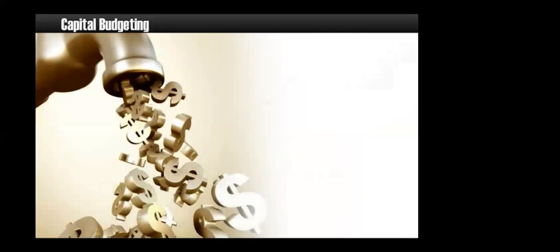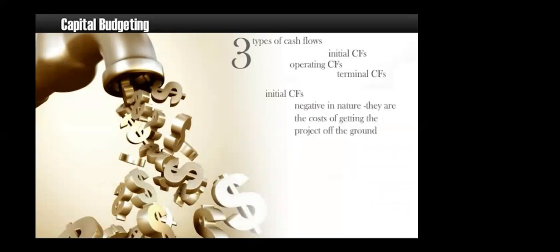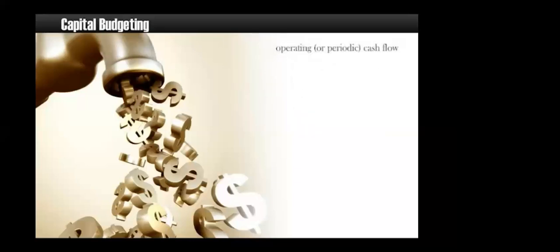Briefly then, each project has three types of cash flows: initial CFs, operating CFs, and terminal CFs. Generally speaking, initial CFs are negative in nature. They are the costs of getting the project off the ground, and the other two are positive. Although finding operating CFs can be complex, we can define an operating or periodic cash flow as the sum of periodic net income after taxes plus periodic depreciations.